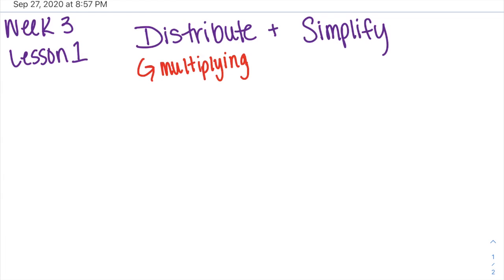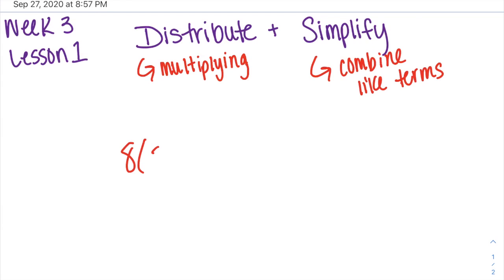So we are going to be doing some multiplying, and then we are also going to be simplifying today. Today, what simplifying is going to look like is going to be combining like terms. Combine like terms. So we'll be combining two skills that we were practicing last week for this lesson today. So the first example that comes off the top of my head is 8 times (2x minus 3) minus 6x.